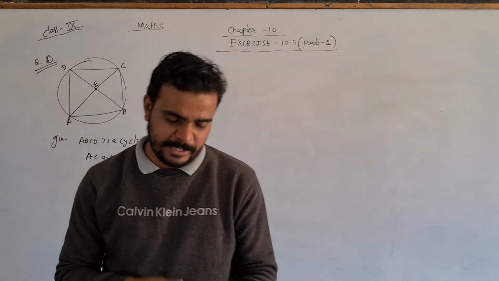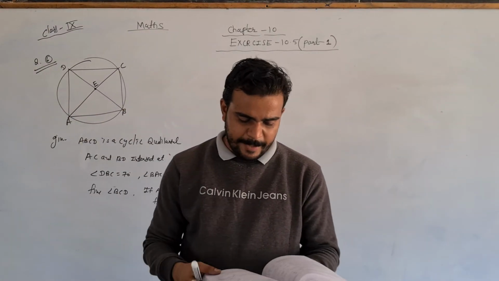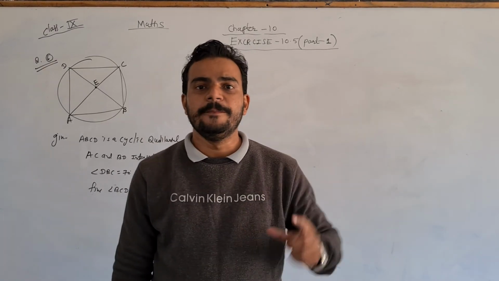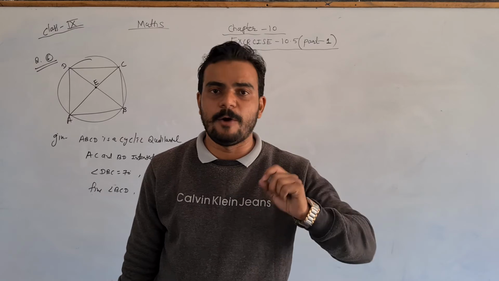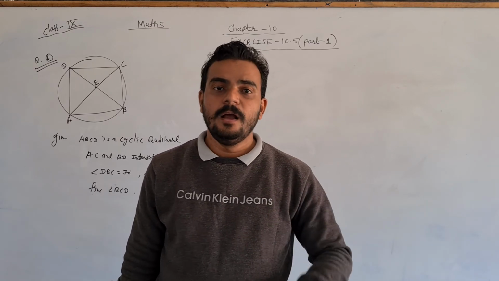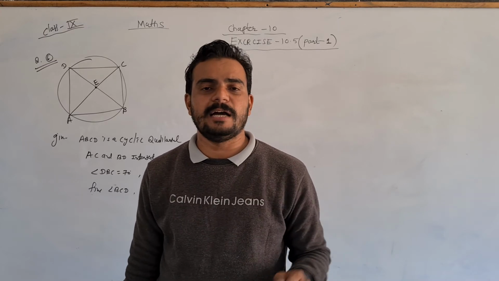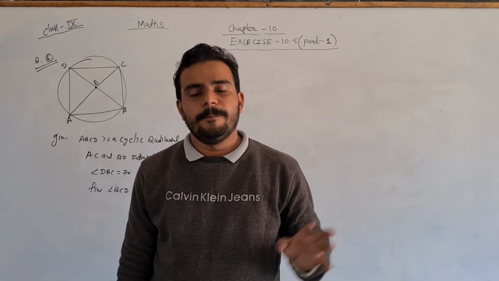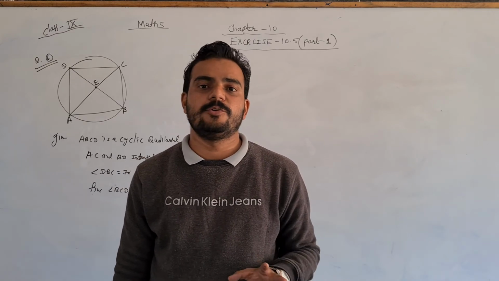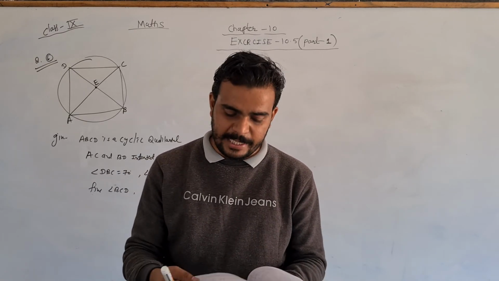Okay, students. So the next question, number 6. ABCD is a cyclic quadrilateral. Cyclic quadrilateral means a quadrilateral whose vertices are on the boundary of the circle. If the vertices of a quadrilateral are on the boundary of a circle, then it is known as a cyclic quadrilateral.